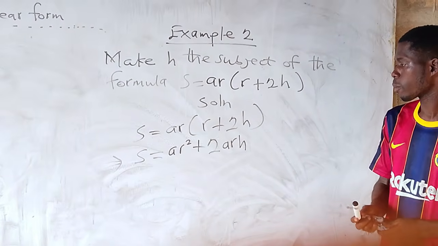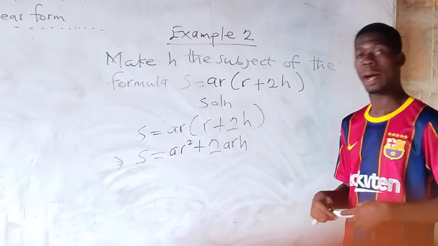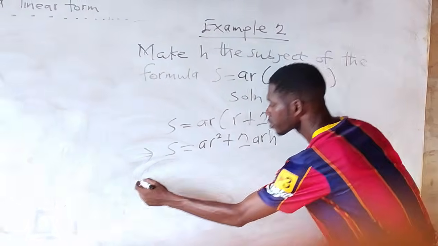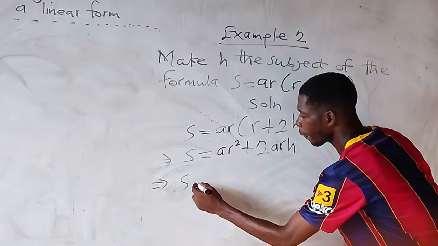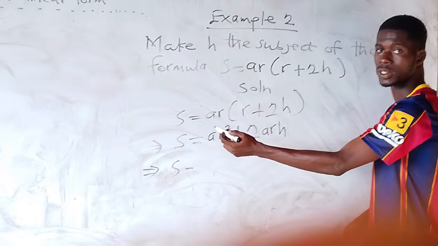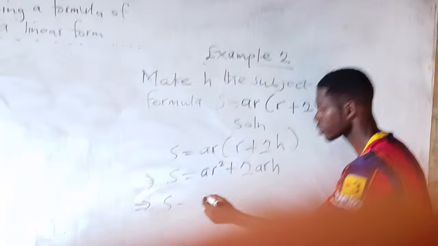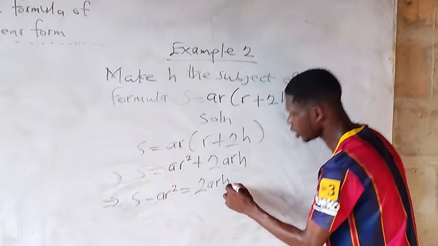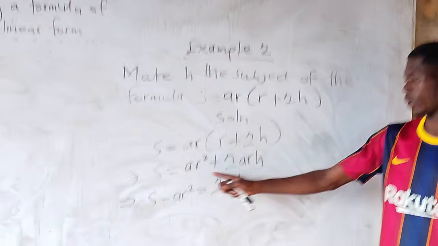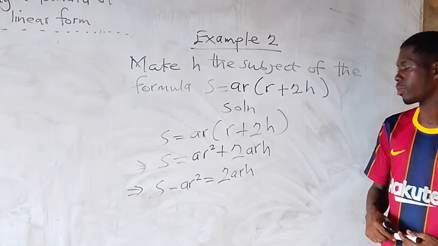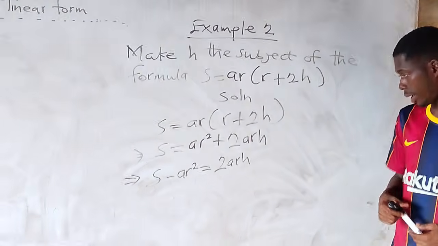Before we can make H the subject, we're supposed to send this one here. So S minus AR squared. AR squared is positive, so when it's crossing the equal sign, it's negative. So S minus AR squared equal to 2ARH.